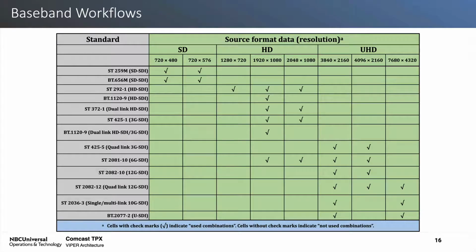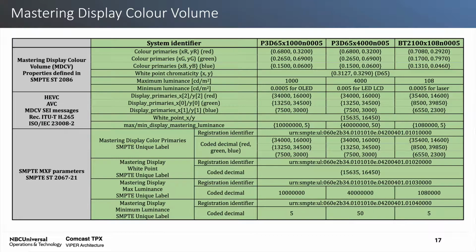Another table in the document is this baseband workflows, and in which case shows the different types of baseband specifications out there. So ST259M is an SDI interface, but then it goes all the way up to quad link 12G, single or multi-link 10G as well. And this document will indicate how you could incorporate this to infrastructure plant designs to support those bigger, faster, better pixels.